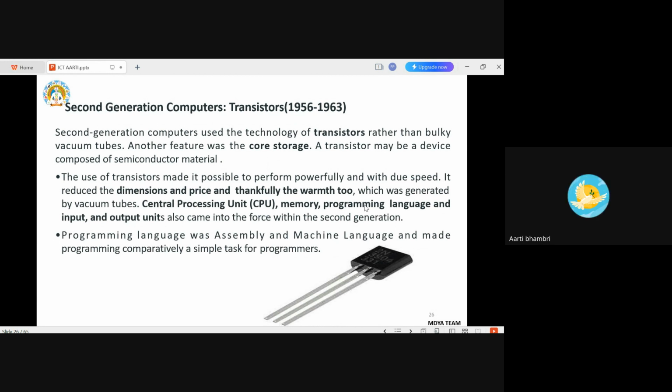Due speed means, comparative to the vacuum tubes, the speed is improved. In the first generation computer, when we gave instructions, like adding two numbers such as 2 and 3, it took more than 24 hours. Can you imagine? But the speed is improved in the second generation computer. Okay. Yes.